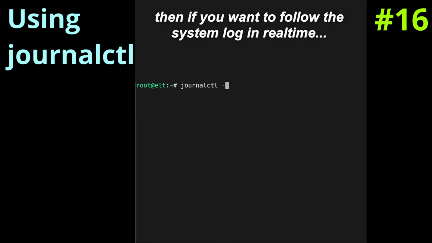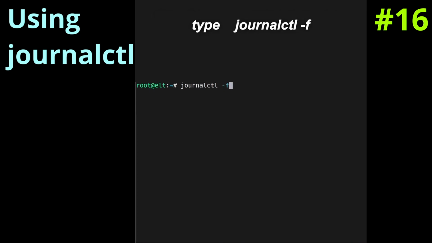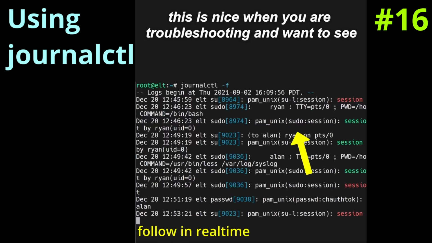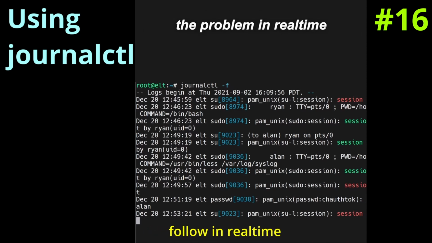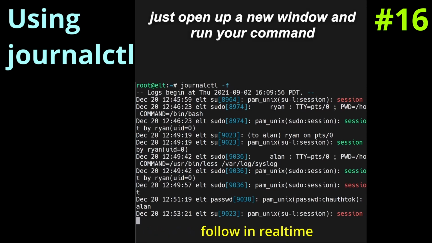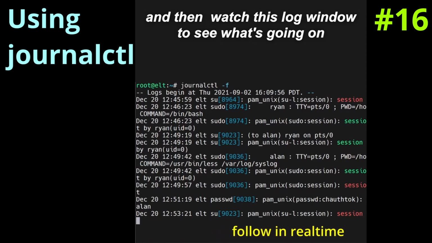Then if you want to follow the system log in real time, type journalctl -f. This is nice when you're troubleshooting and want to see the problem in real time. Just open up a new window and run your command, and then watch this log window to see what's going on.